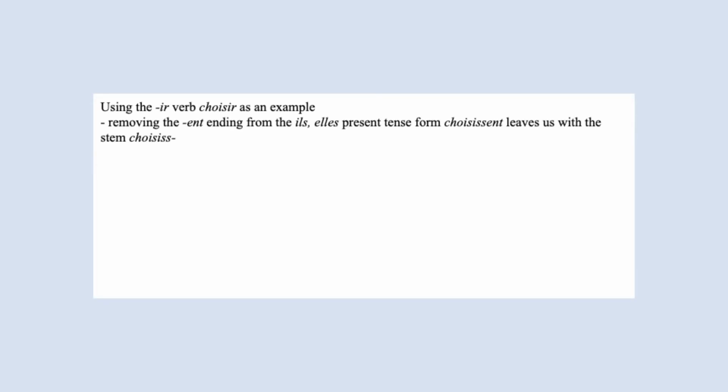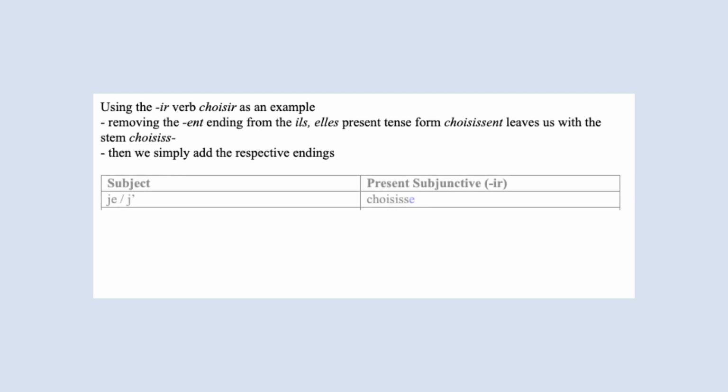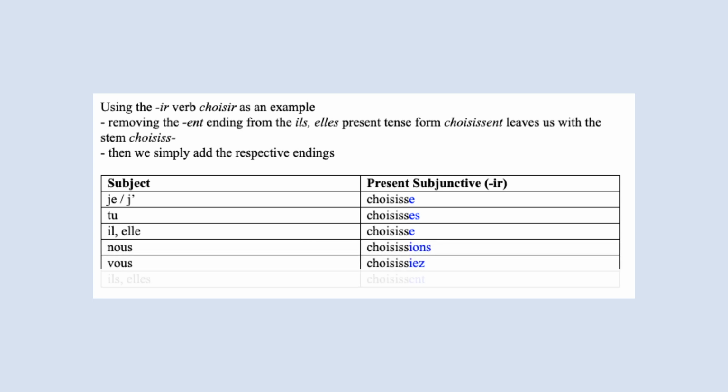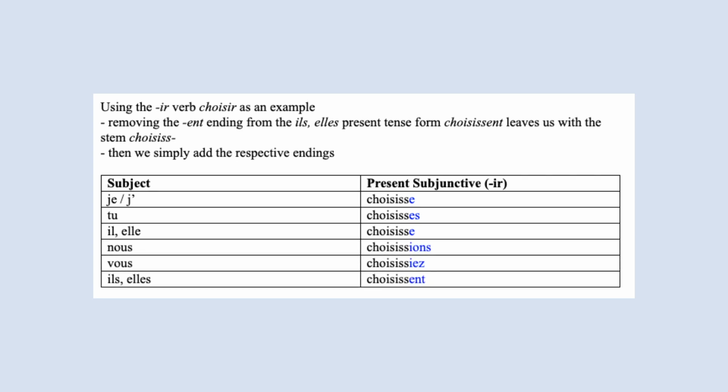For choisir, we remove the ent ending from its ils, elles present tense form choisissent, giving us the stem choisiss. We then add the respective present subjunctive endings afterwards. Choisisse, choisisses, choisisse, choisissions, choisissiez, choisissent.